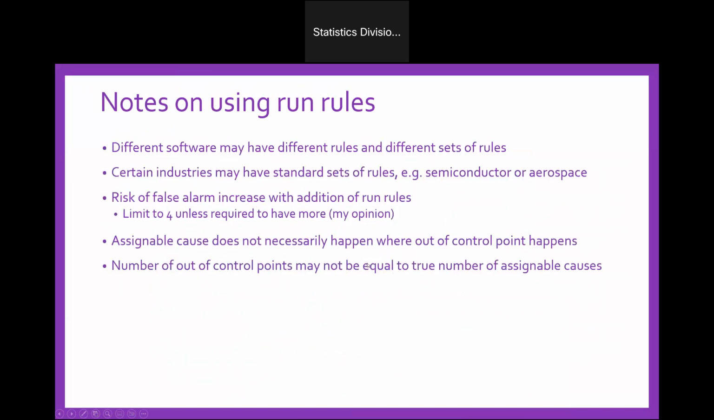So different software can have different rules, different sets of rules, different combinations. Certain industries may have certain standard sets. So if you make product for semiconductor or aerospace or automotive, sometimes they have a specific set of rules they want you to use as a supplier. So sometimes there are lists there.